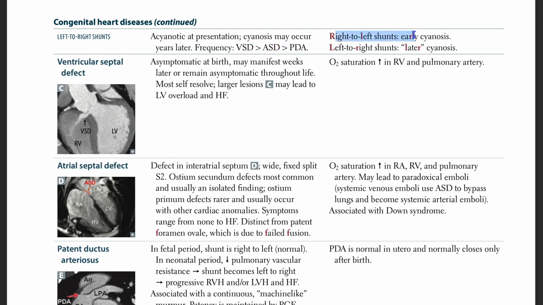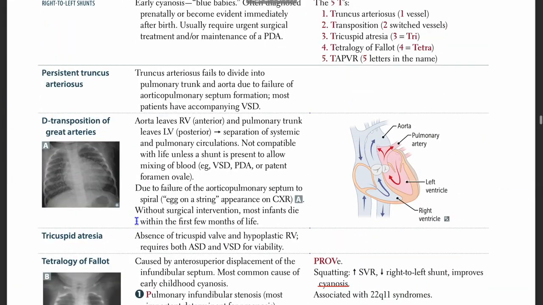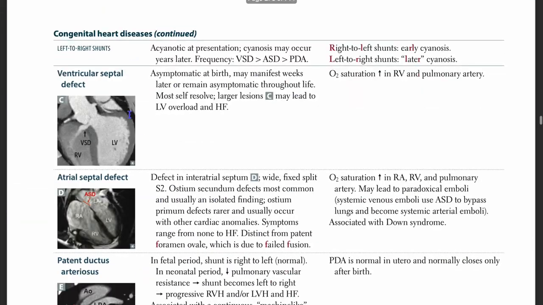So right to left shunts, RL is for early cyanosis and LR is for later cyanosis. So if you have a cyanosis in an infant, it's not going to be one of these causes. It's going to be one of these causes, right? So you can just make an assumption that it's a right to left shunt if the cyanosis is happening early. But if the cyanosis is happening in like a 20-year-old or something, it's going to be because of this.